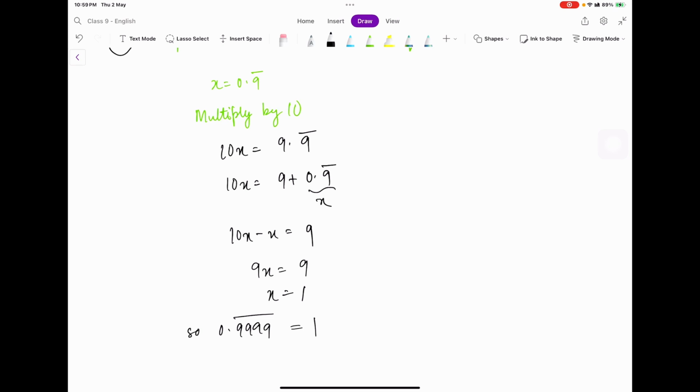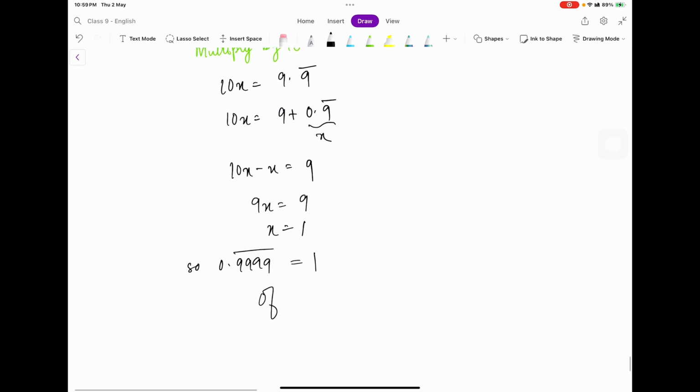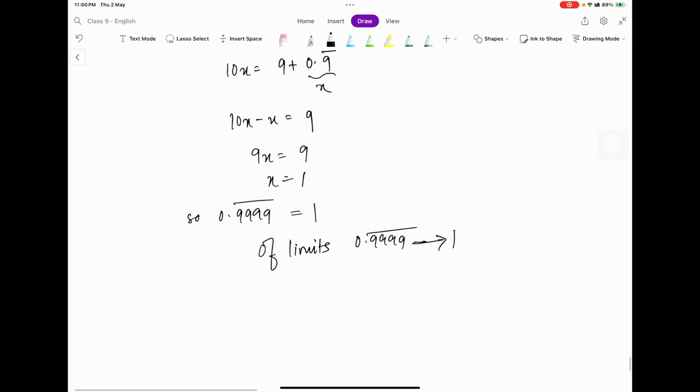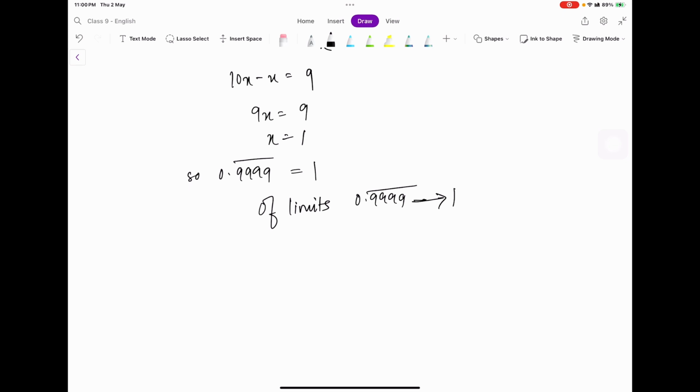Can you tell? This is also a concept that you will learn in higher classes, in limits. See this number 0.9999, it is repeating and approaching 1, so it is approximately equal to 1. You learn it in higher classes, that is 11th and 12th, where you will learn about limits. So this was a good and interesting question.